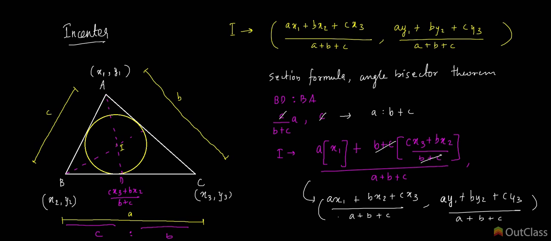Notice that this expression is very similar to the centroid expression, but not quite. Instead of finding the average of x1, x2 and x3, we found the weighted average, where the weights were the lengths of the sides opposite to them, and that's because the angle bisector theorem is in play. That is the reason why this is happening.